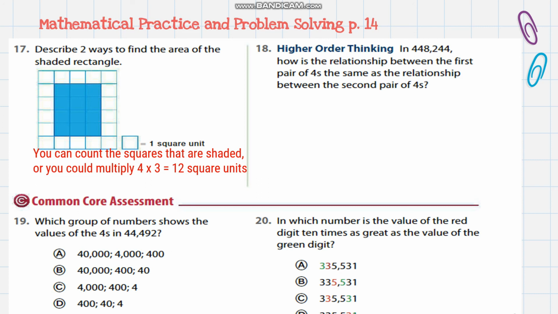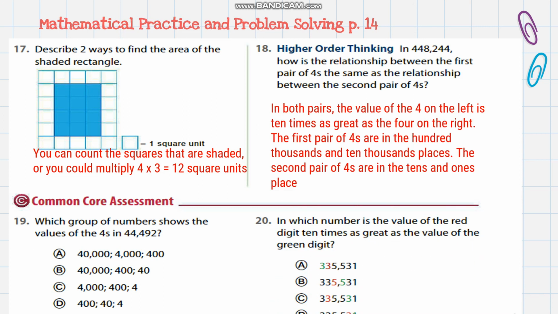Question 18. In 448,244, how is the relationship between the first pair of 4s the same as the relationship between the second pair of 4s? So in both pairs, the value of the 4 on the left is 10 times as great as the 4 on the right. The first pair of 4s are in the 100,000 and 10,000 places, and the second pair of 4s are in the tens and ones place. So let's proceed to question number 19.